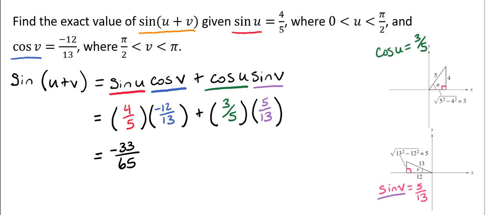So the exact value of sine of u plus v, given sine of u is 4/5 in the first quadrant, and the cosine of v equals -12/13 in the second quadrant, is -33/65.